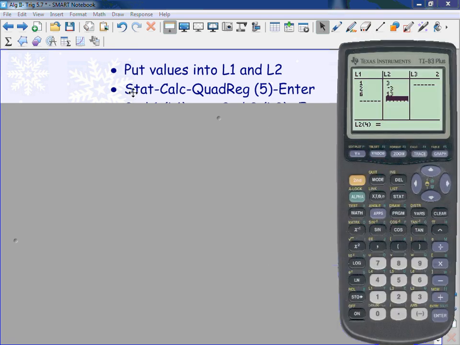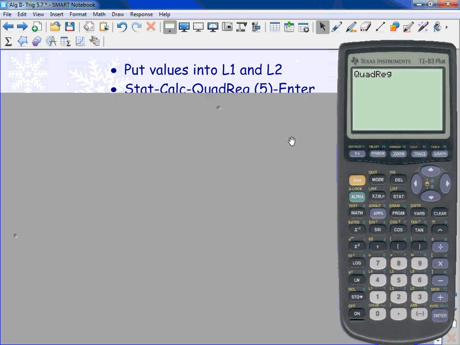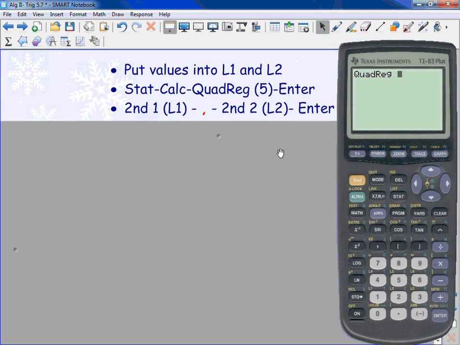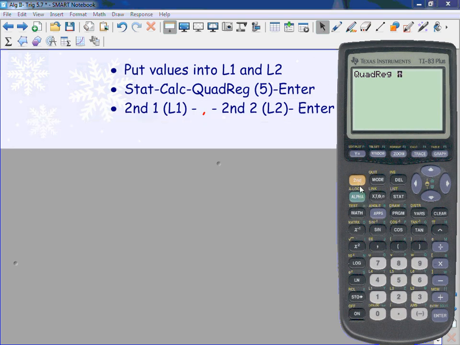Press Stat. Go over to Calc. Early in the year, we did linear regression. Now we're going to do quadratic regression. So hit 5. It just says quad reg. Don't hit anything else yet. Hit second enter. Or you can just go back to stat.